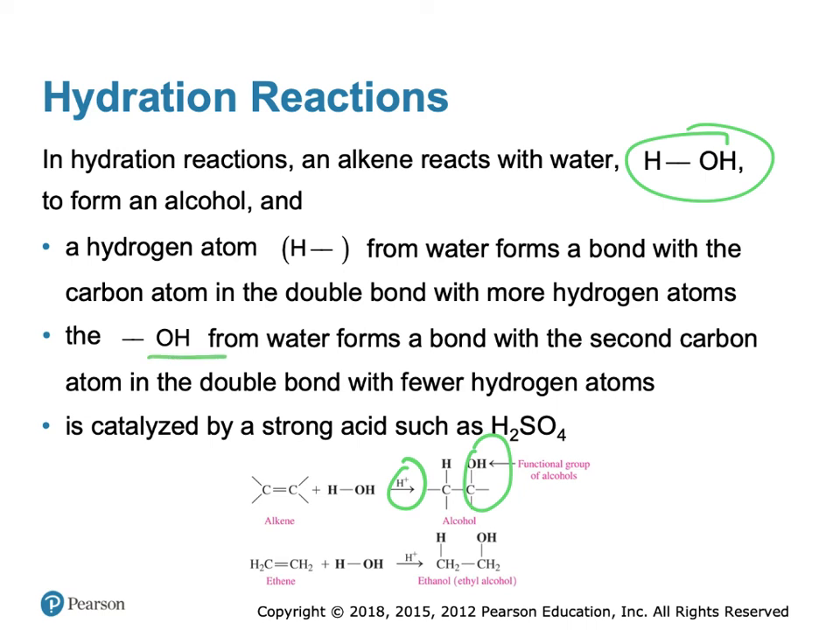Now I want to take note of this. It says the OH from water forms a bond with the second carbon atom in the double bond. The OH is going to add to the carbon of the double bond that has fewer hydrogen atoms attached to it, whereas the hydrogen will add to the carbon with more hydrogen atoms attached to it. Let's look at the next example to see.